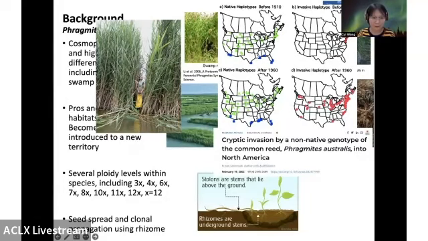This species has several ploidy levels, including 3, 4, 6, 7, 8, 10, 11, and 12 sets of chromosomes, with the haploid chromosome number being 12. It can propagate both sexually and asexually, with seeds and rhizomes.